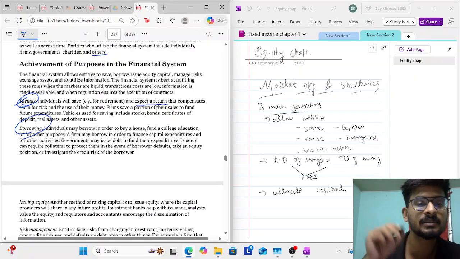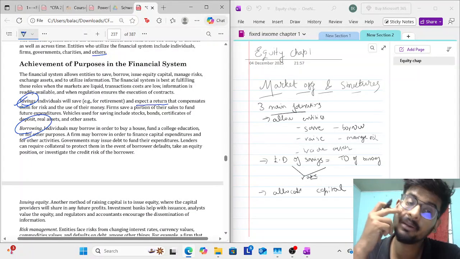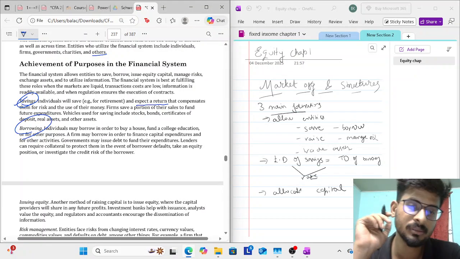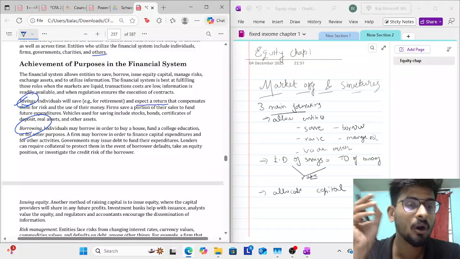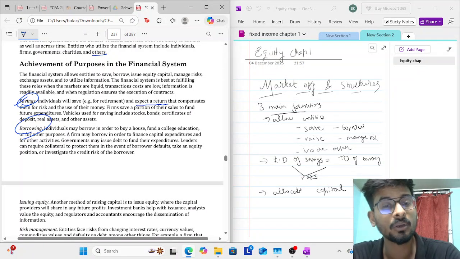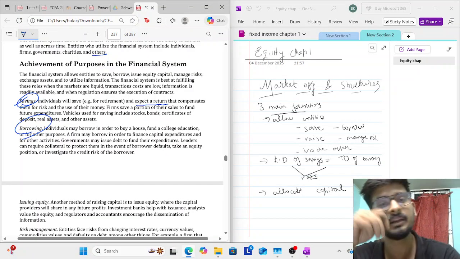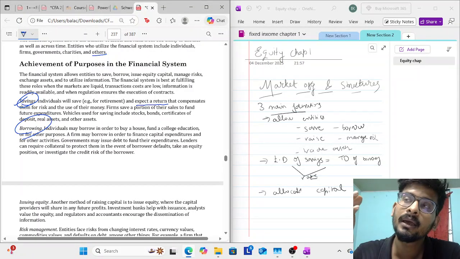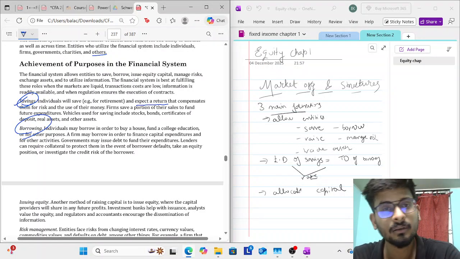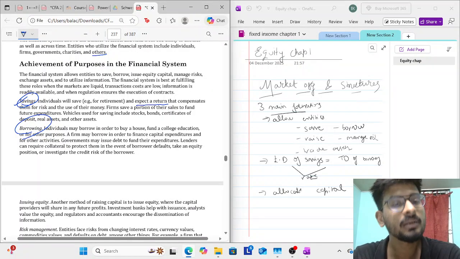Now second part is borrowing. Now we are looking at the perspective of the individual. An individual may borrow in order to buy a house, fund a college education, or for other purposes. We are taking a loan, right? A firm may borrow. Now, why does a firm borrow? In order to finance capital expenditure. A firm has to build a plant, a factory, buildings, and it needs expansion. So it needs to borrow.